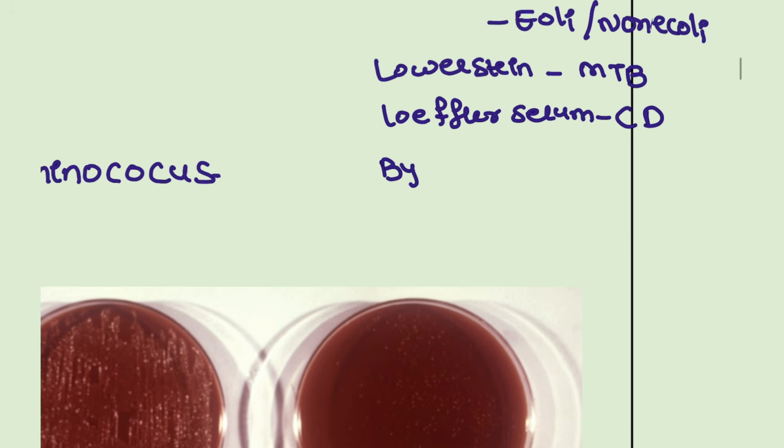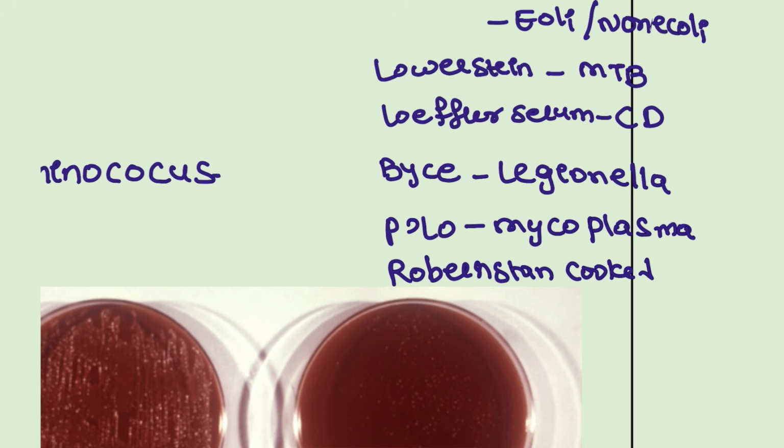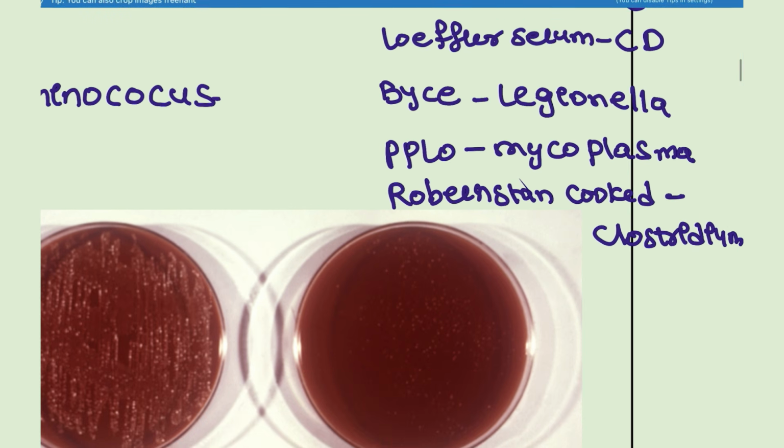And then we also have the Bayes agar. So Bayes agar is used for the Legionella. PPLO, this is used for the Mycoplasma. Next, Robertson cooked media. This is used for the species such as Clostridium. All the Clostridium species can be used this way.